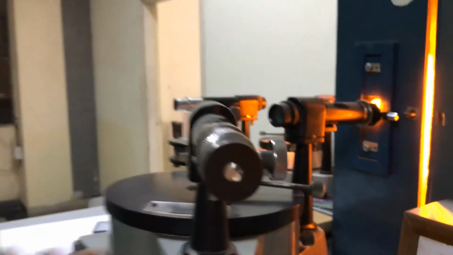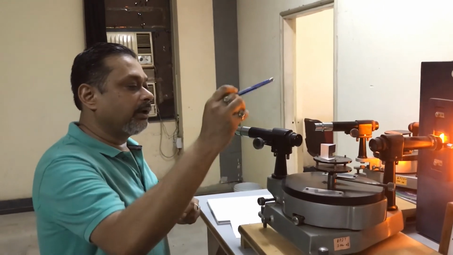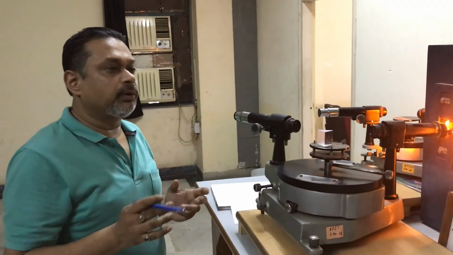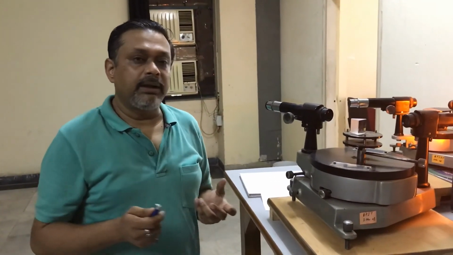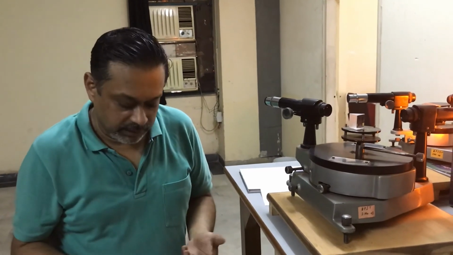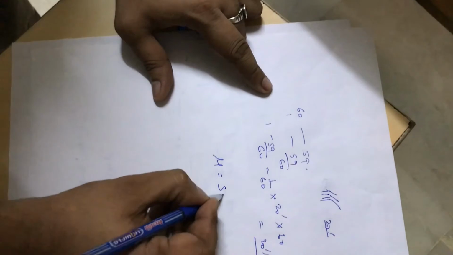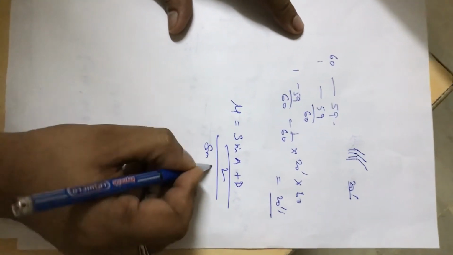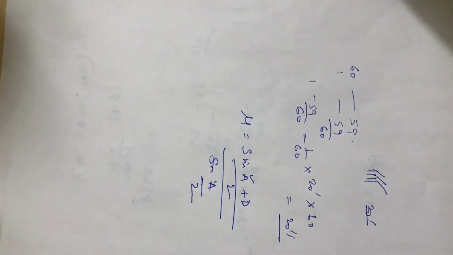Similarly, the telescope has to be rotated on the left hand side to look for the image of the slit. The difference in the two positions will give you the value of 2A, where A is the angle of prism, from where the value of angle of prism can be calculated. We know that the formula for refractive index is mu is equal to sine of (A plus D) by 2 divided by sine A by 2, where we have already calculated the value of angle of prism.